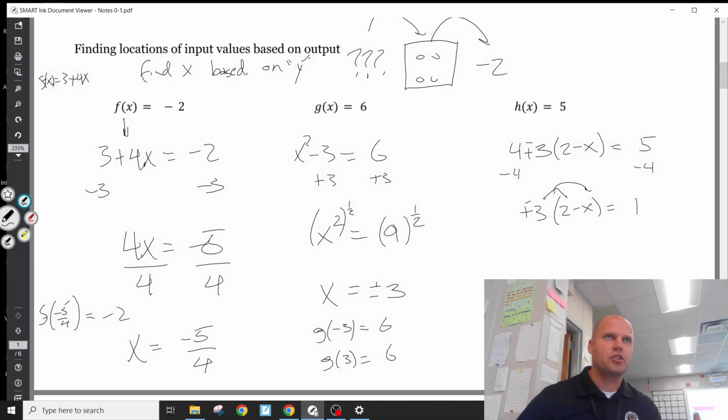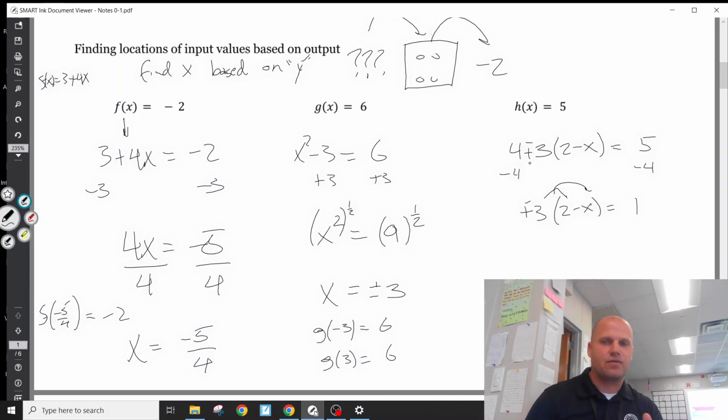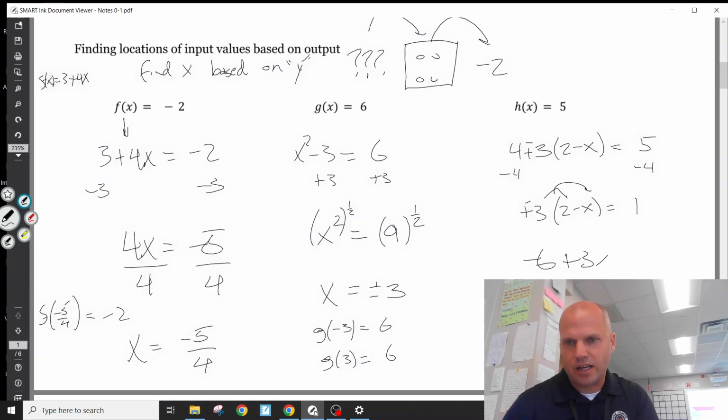I like to call distribution like emptying the bags. I have -3 bags of 2 minus x. If you have -3 bags of that, like empty them, what do you have? I got -6 plus 3x. I can add 6. Get 7, divide by 3, get 7/3. So h using 7/3 gives us 5.